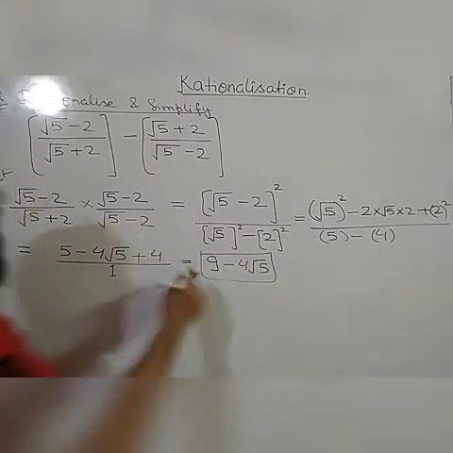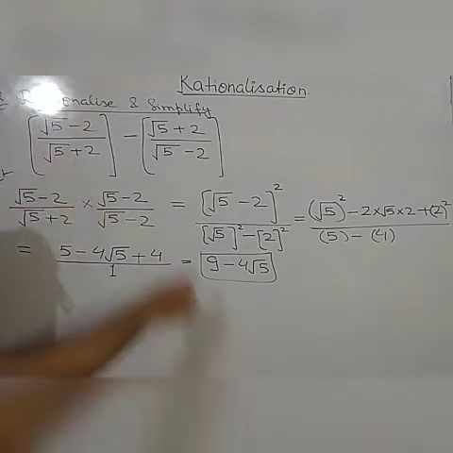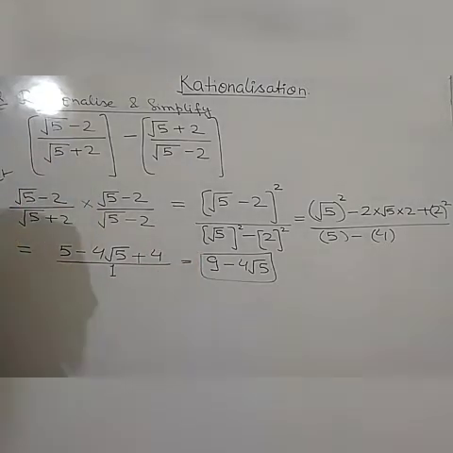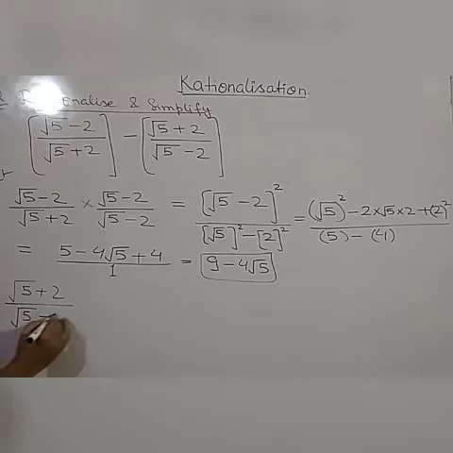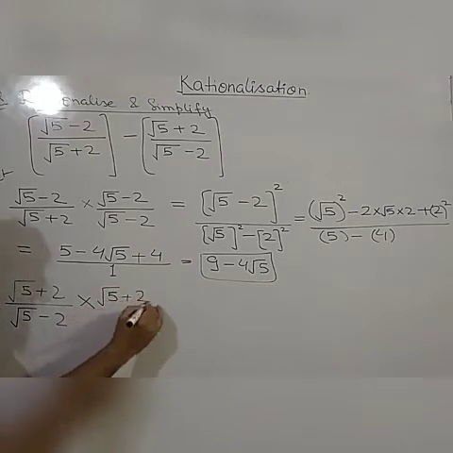This is the value of the first term, root 5 minus 2 upon root 5 plus 2. We have rationalized this term, and its value comes out to be 9 minus 4 root 5. Now coming to the next term, root 5 plus 2 upon root 5 minus 2. Again we multiply by its rationalization fraction in both numerator and denominator.